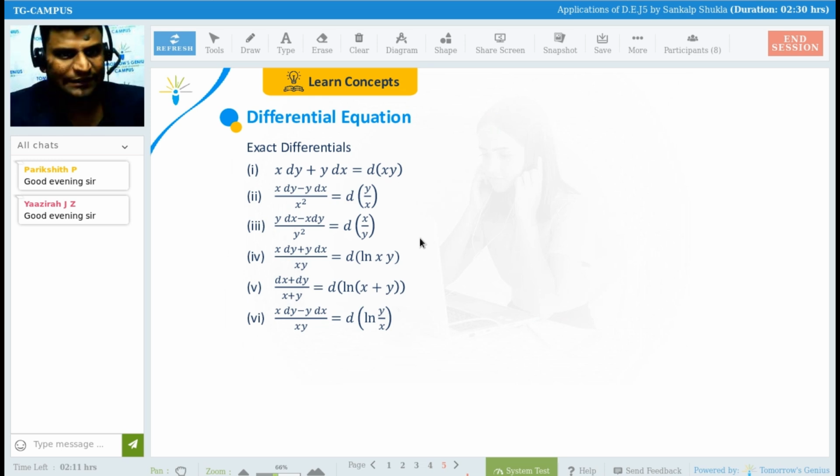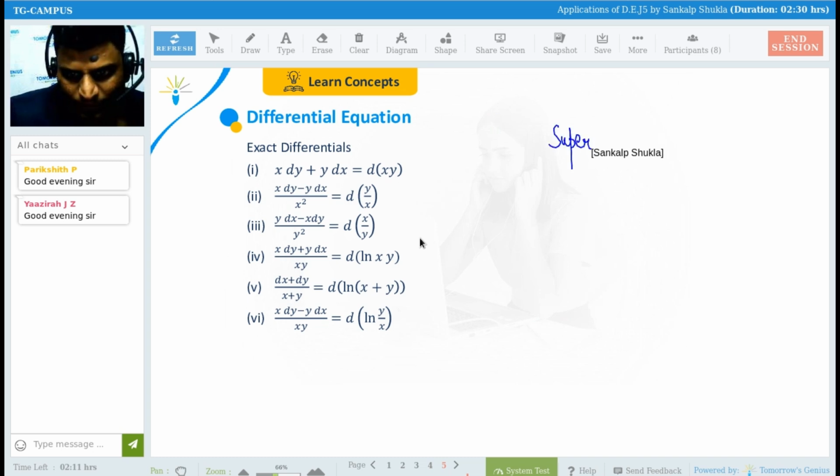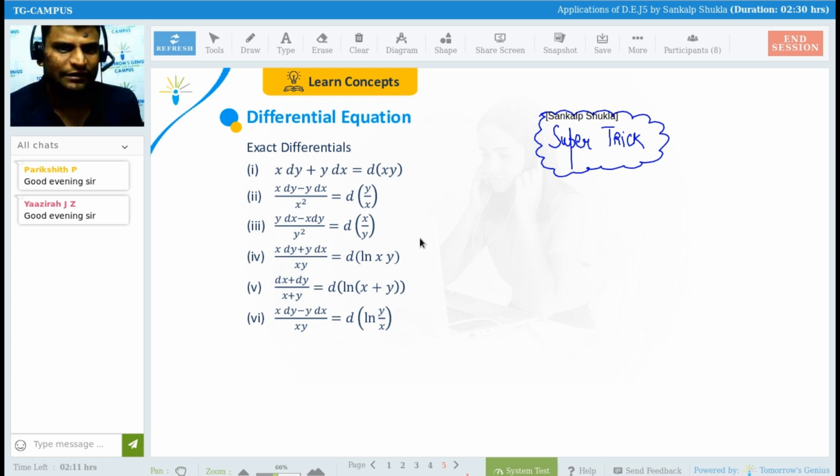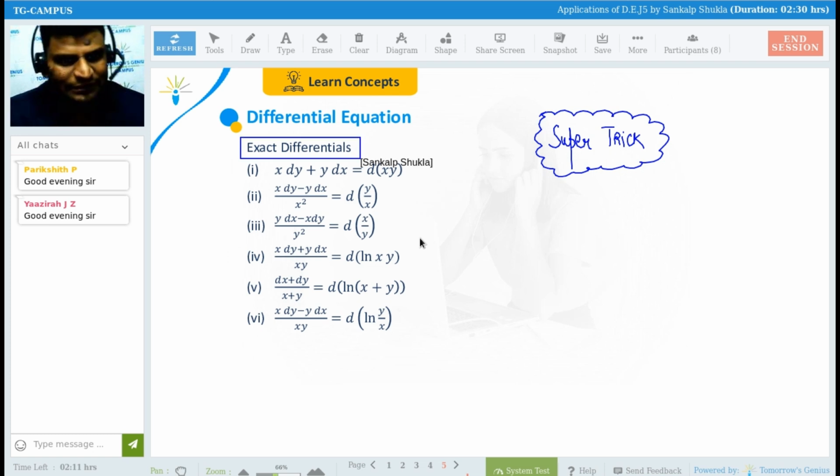Okay, so now it's time for a trick. Super trick, I should write. Super trick. What is there in the super trick? See, these are known as exact differentials. These are known as exact differentials. Okay, and there is nothing like that trick. There is no trick first of all.